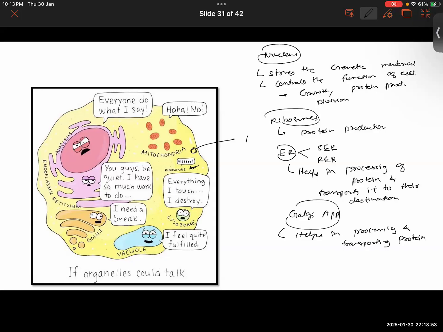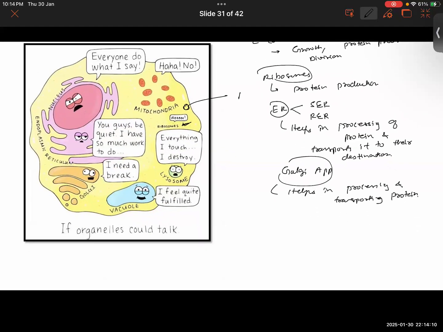Then obviously we have learned about the mitochondria, right? They do aerobic respiration. They are the site of aerobic respiration where the energy is produced. So they are called the powerhouse of the cell, right? After that, there was one more thing left to be discussed, that is the lysosome.